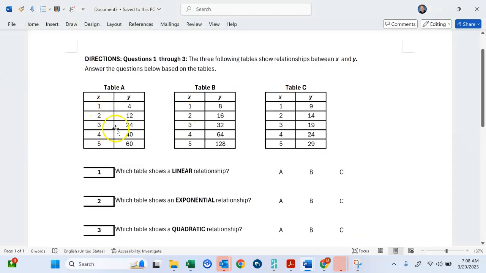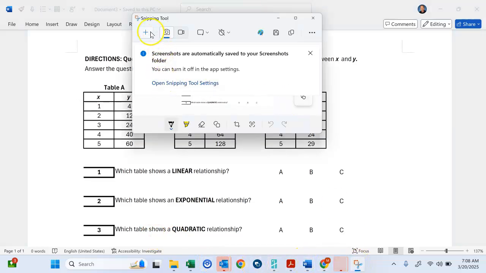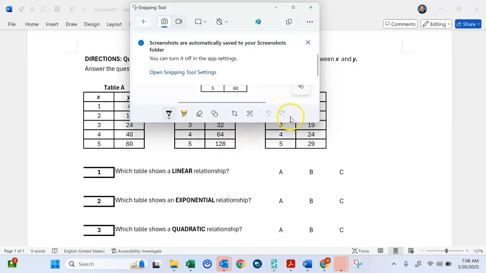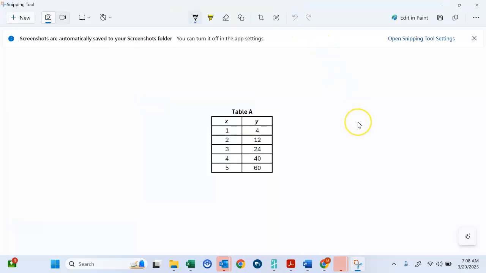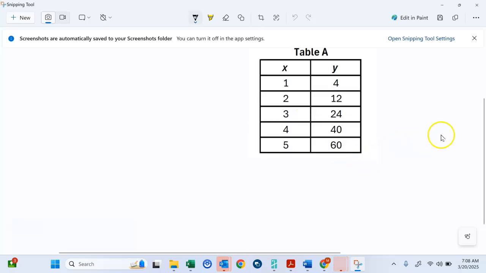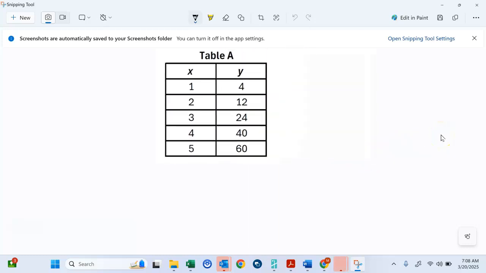So let's look at this first table, table A. Let me go ahead and make it over here. So what is table A? Okay, so first I'm going to try, make it bigger. Okay, so what is this? First, we're going to try, is it linear? Is it linear? So we try that, okay?